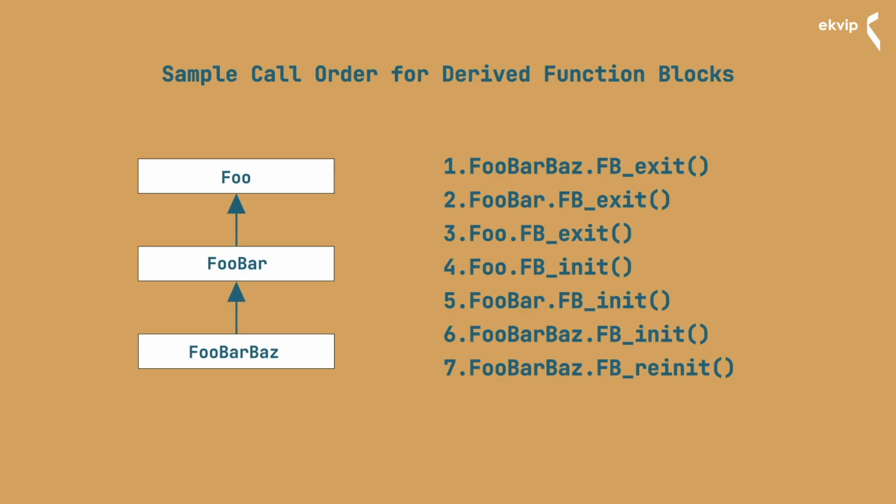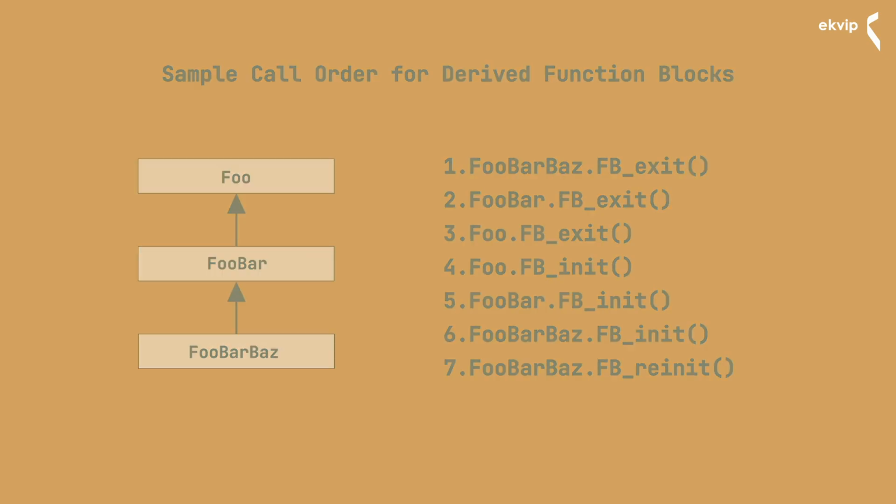So there you have it. FB_init, FB_exit, and FB_reinit are all about managing the lifecycle of function blocks across different operating cases. Use them wisely, especially when working with inheritance or online changes. And remember, CallAfterInit is your go-to when you need to handle external initializations after the function block is created. With these tools in hand, you've got full control over your object's lifecycle.